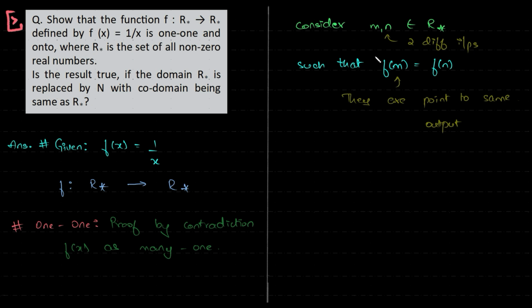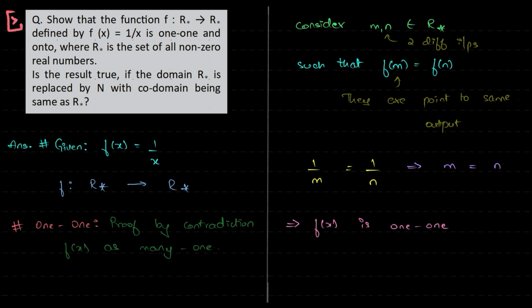Now, what is f of m? f of x is 1 by x, so in this case f of m is 1 by m. What is f of n? It is 1 by n. When we simplify this further, what will we get? So m is equal to n, right? All in all, what can we tell? From this we can tell f of x is 1-1.